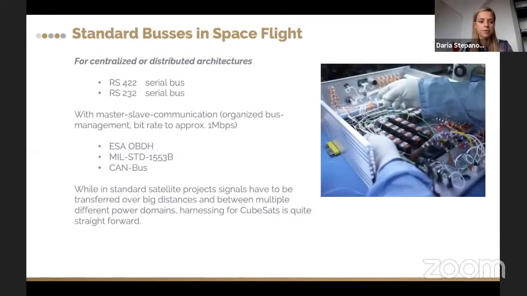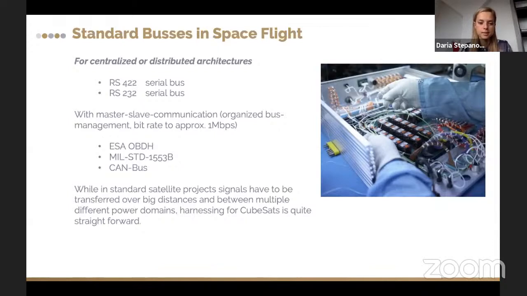So we use centralized and decentralized architectures together in the satellite, depending on the payloads and subsystems profiles. With master-slave communication, you can get 1 megabit per second on CAN or up to 60 megabits per second with SPI. So that pretty much covers all the requirements for high-speed data downlink or inter-systems communication.